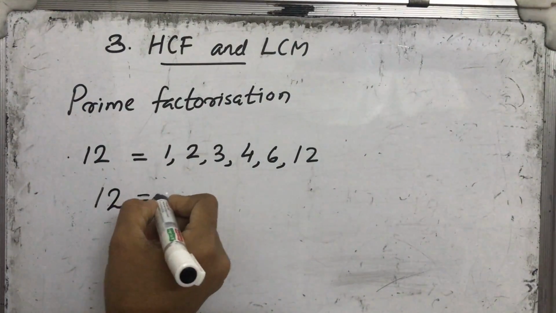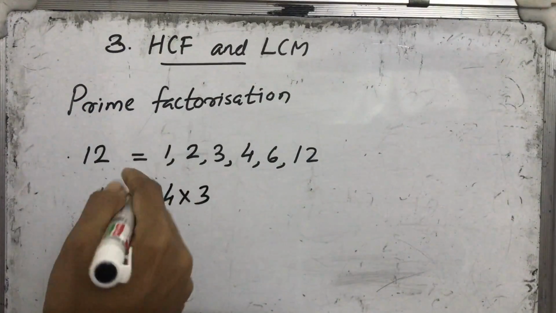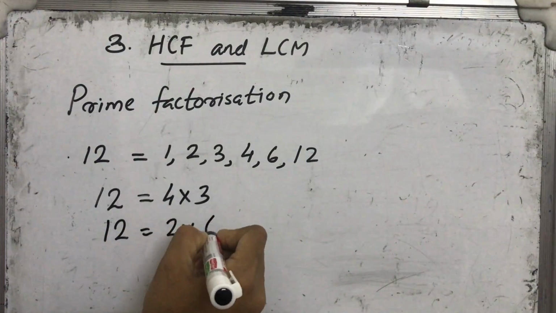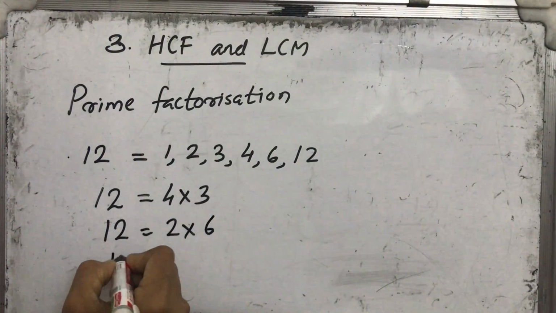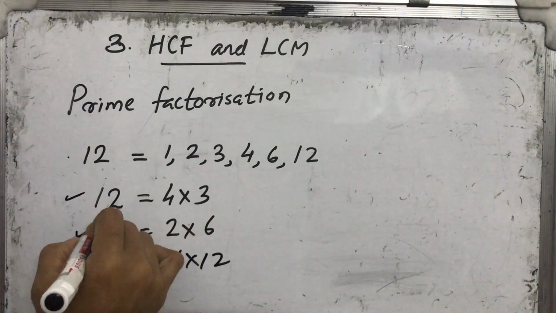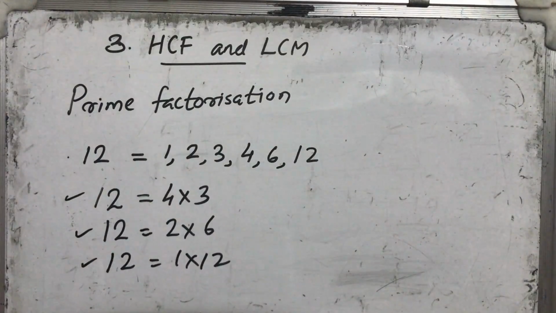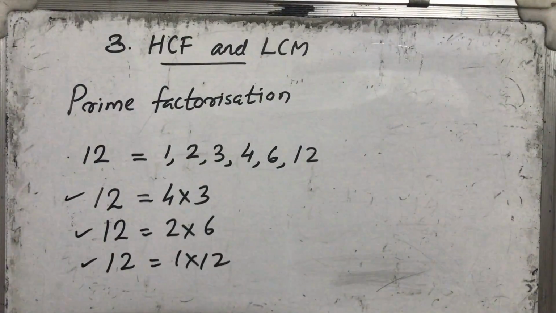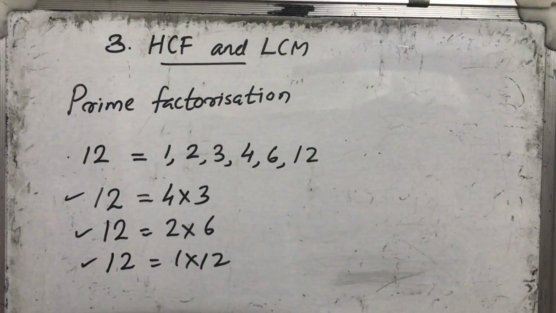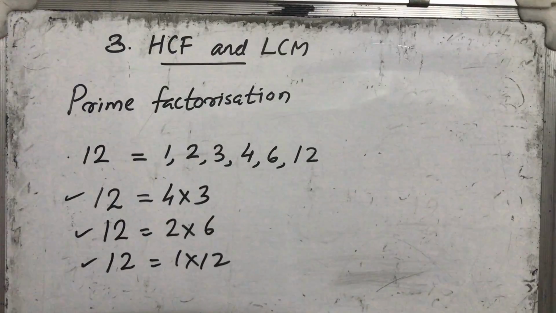12 we can write as 4 into 3. This is one factorization of 12. Another factorization of 12 we can write as 2 into 6, or otherwise 1 into 12. These all are factorizations of 12. We can write 12 as the product of two other numbers. That is what is meant by factorization. But prime factorization means how we can express that number as a product of prime factors.